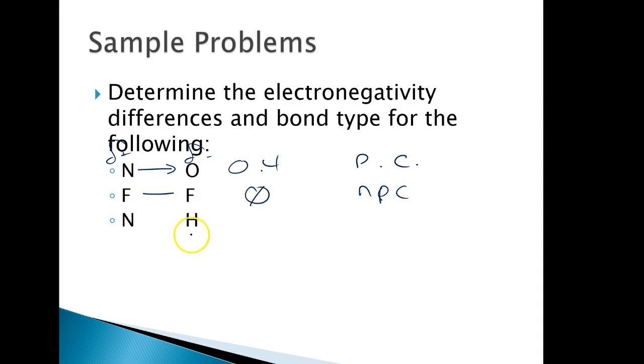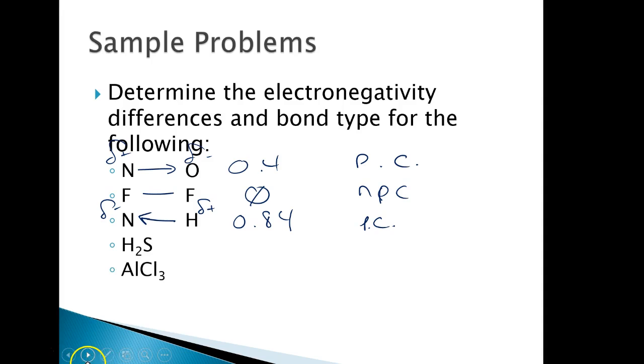And then nitrogen and hydrogen, I get 0.84. And again, polar covalent. But in this case, the electrons are spending more time by the nitrogen because it's stronger than the hydrogen. So that's relatively simple. Let's do these guys. I'm pointing these out because some of these are a little bit borderline.